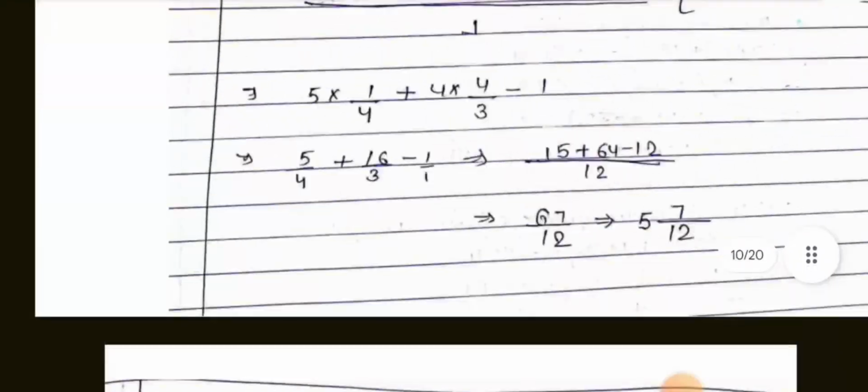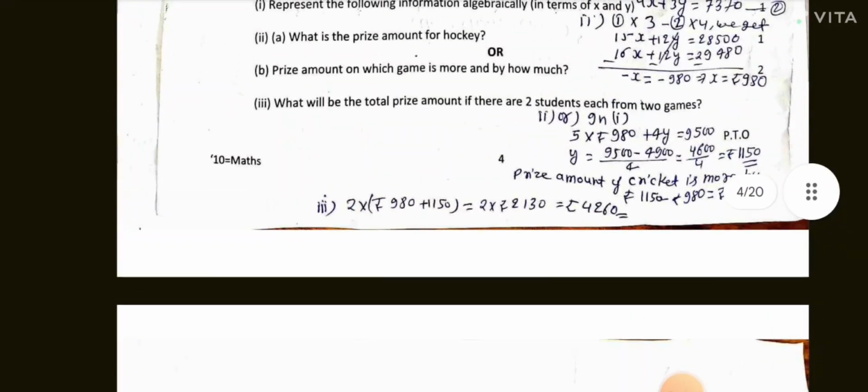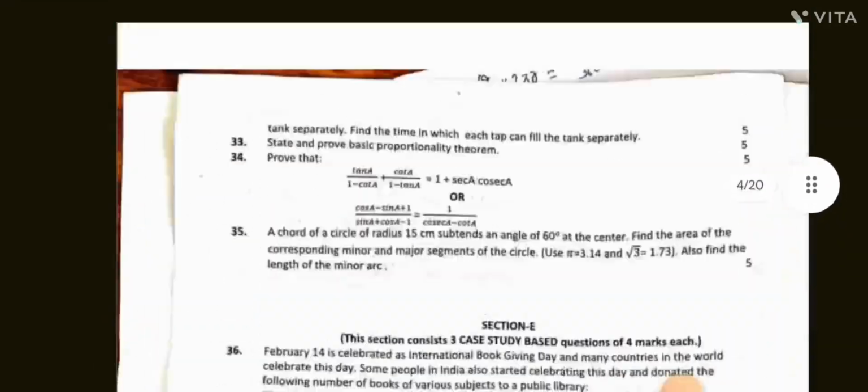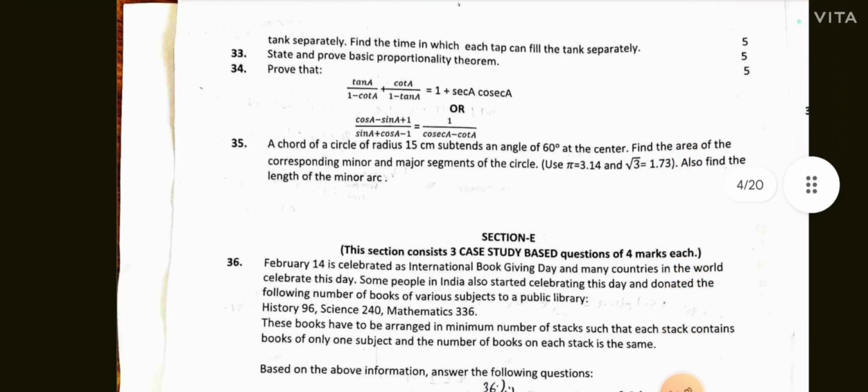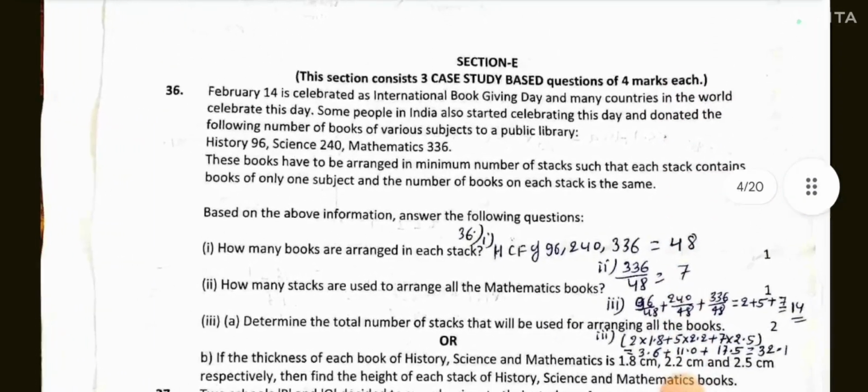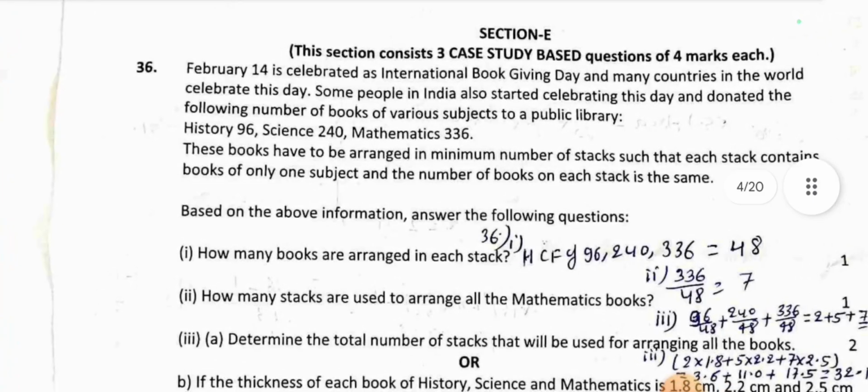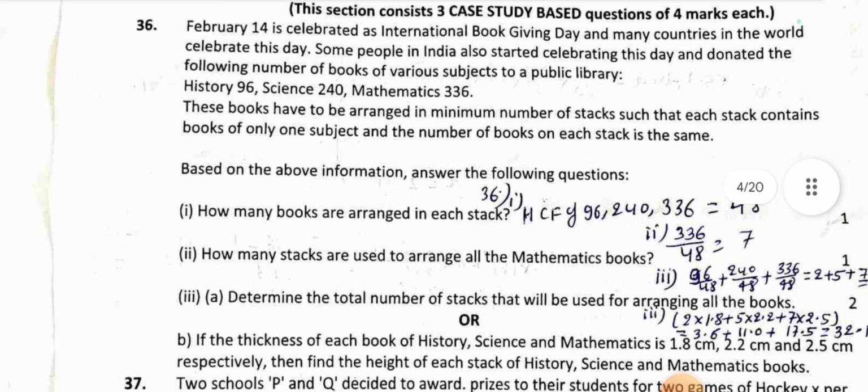36 is a case-based question. February 14 is celebrated as International Book Giving Day, and many countries in the world celebrate this day. Some people in India also started that. Here the donated books given: history 96 books, science 240, mathematics 336. They are arranged in minimum number of stacks such that each stack contains books of only one subject, and number of books in each stack is the same.